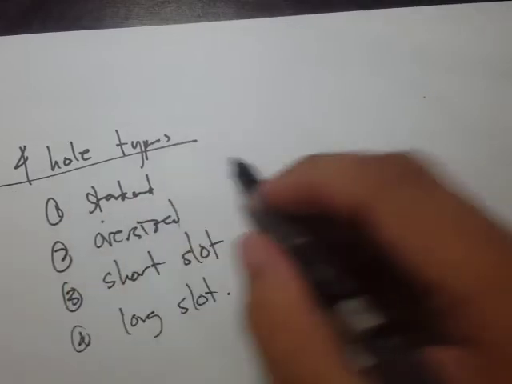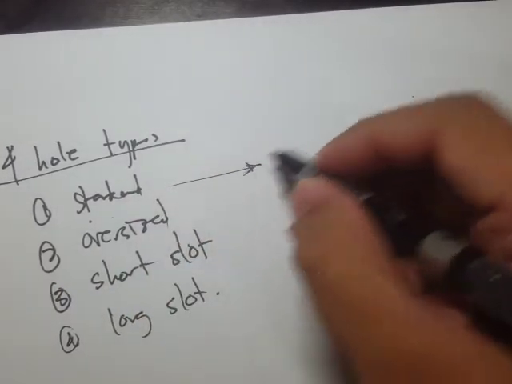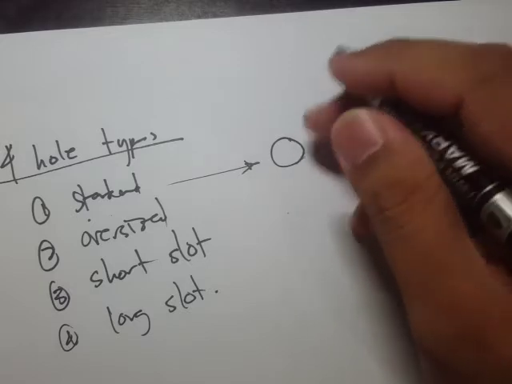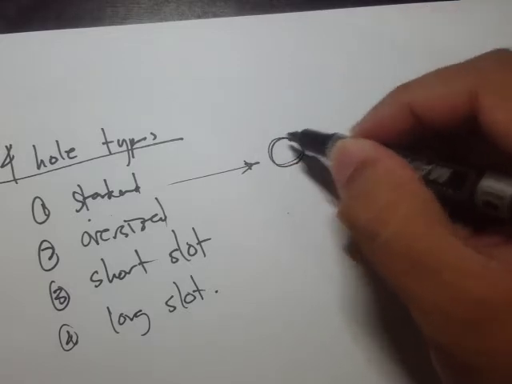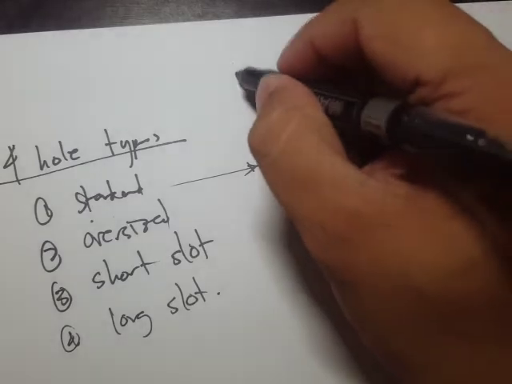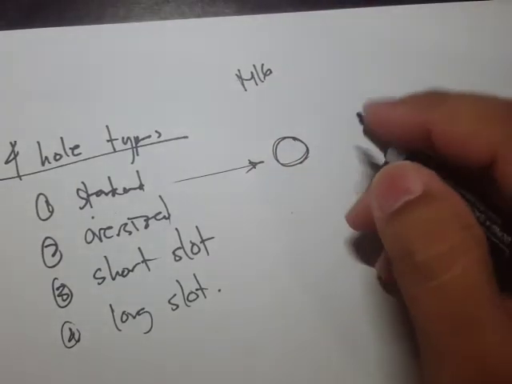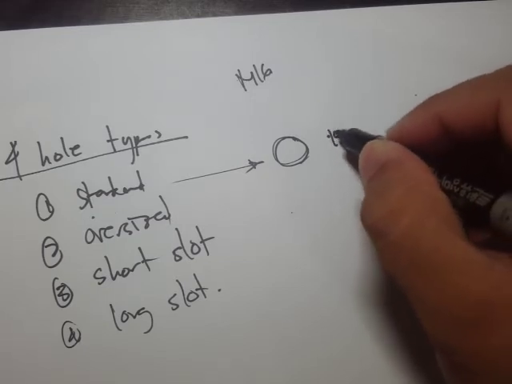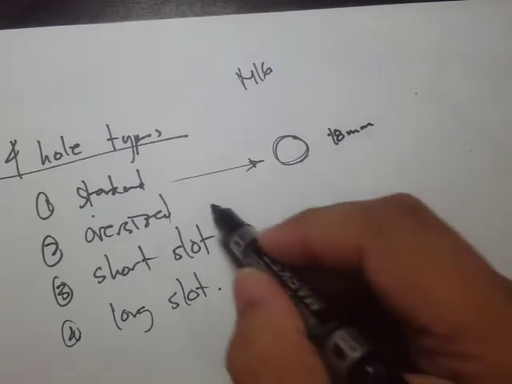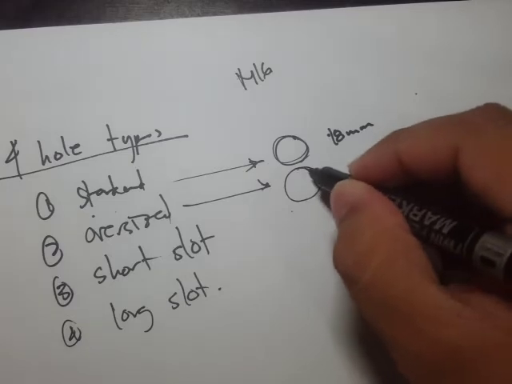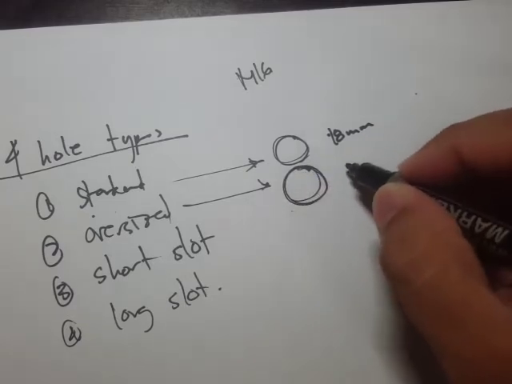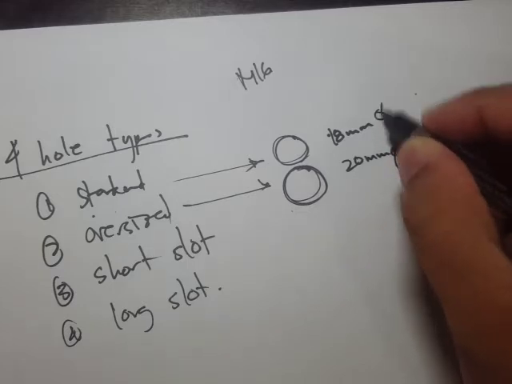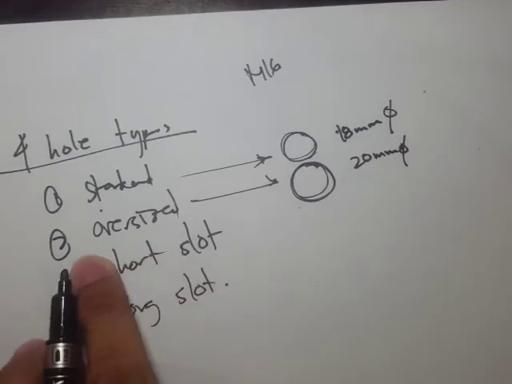Okay, so for example, we have an M16 bolt, then our standard size would be 2 mm larger. Meaning that, for example, we have an M16, this one is 18 mm. But for the oversized, meaning that it's slightly larger, then the diameter would be 20 mm. Okay, so that's just the oversized.